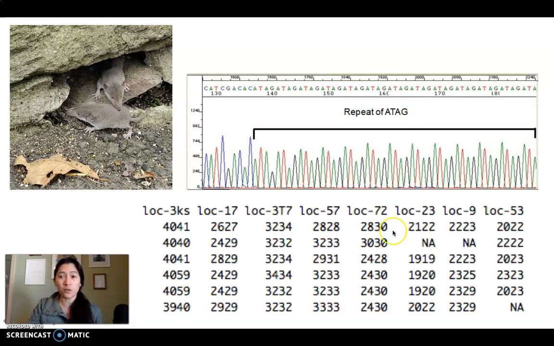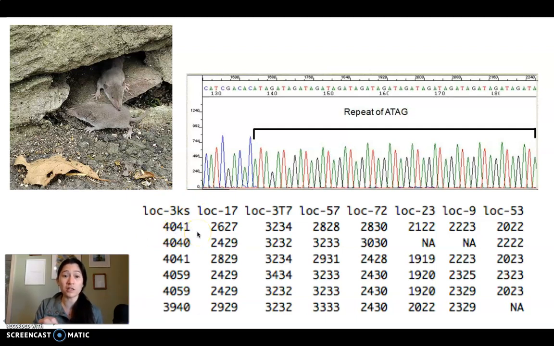And this is an example of what that data might look like. Each one of these columns is a different microsatellite, one of those 8 microsatellite loci. And this is what the allele data looks like here. So let's start with this first microsatellite locus on the far left. Each row is a different individual. Each individual has a genotype indicated here by 2 different numbers. So here, this individual at this particular microsatellite locus has a genotype 40 and 41.